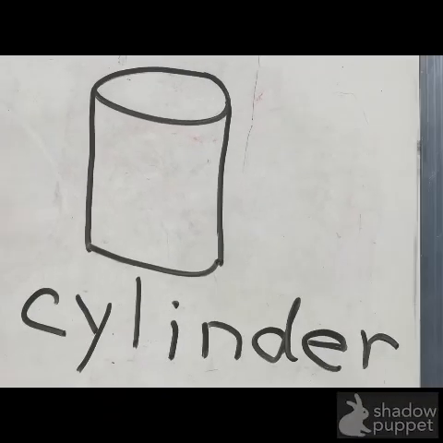A cylinder is a really interesting shape, isn't it? I kind of think it looks like a pop can. So a cylinder is going to have a face on the top and a face on the bottom. And then it's round all the way on the outside.